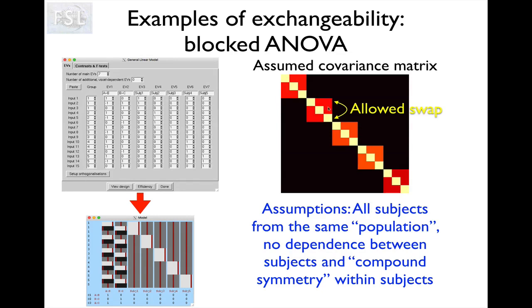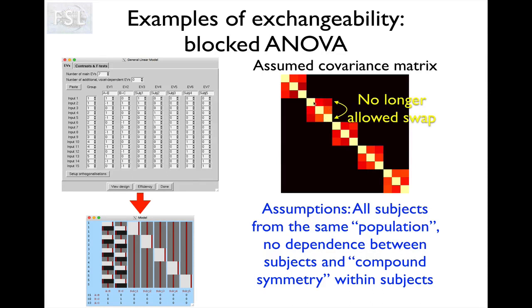What compound symmetry means is that within each of these blocks constituting one subject, all of the off-diagonal covariances are identical. So if this is true, i.e. all of these covariances are identical, then we can swap freely. We can swap condition A and condition C within subject 2 here. But if we don't have compound symmetry, i.e.